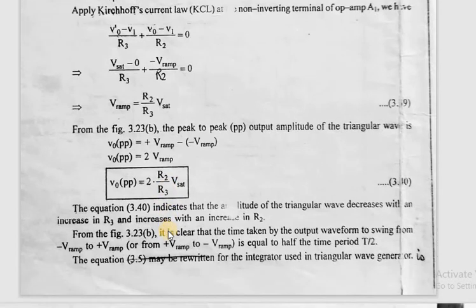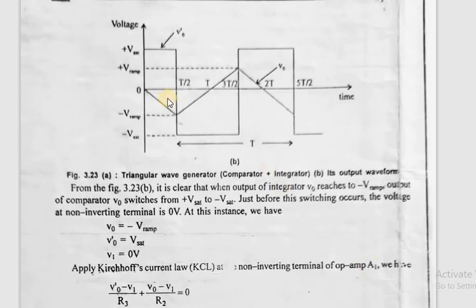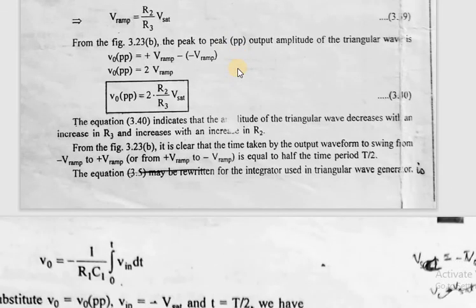Now we'll still have to calculate the frequency. So again we'll be taking the same waveform diagram, and it is clear that the time taken by the output waveform to swing from minus V ramp to plus V ramp is equal to half the period. You can see from the diagram, from minus V ramp to plus V ramp, it is half the period, that is T by 2. We can use T by 2.